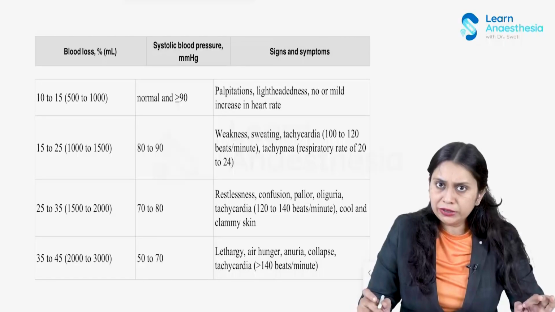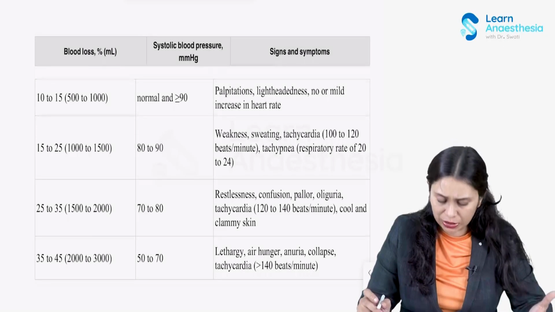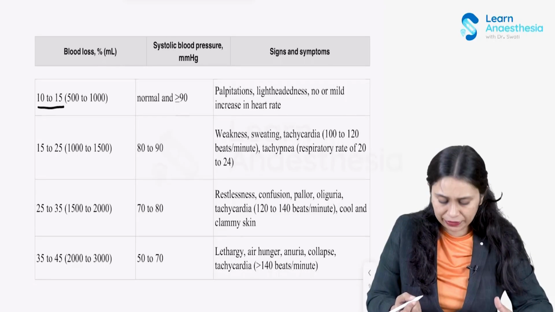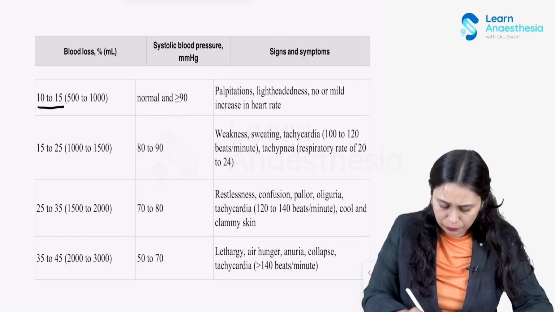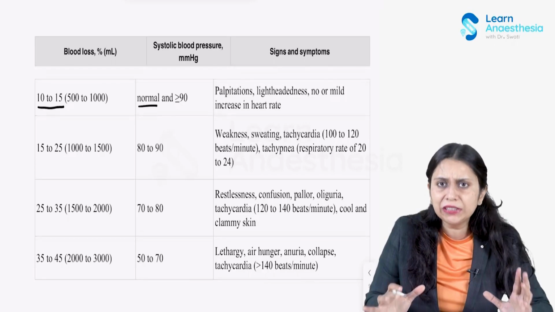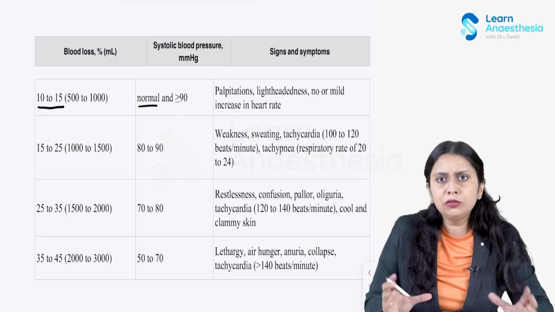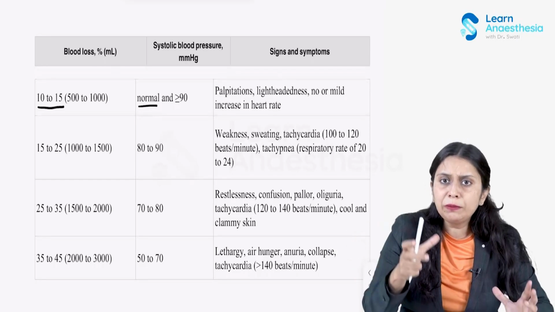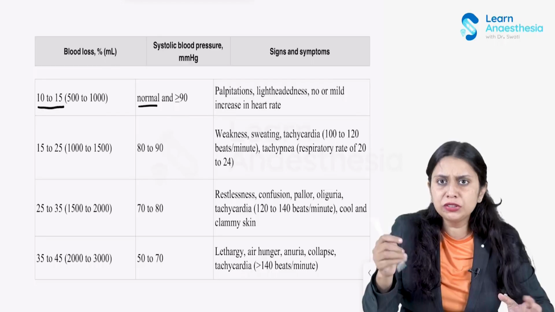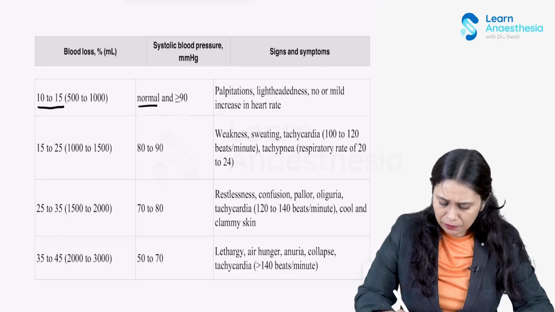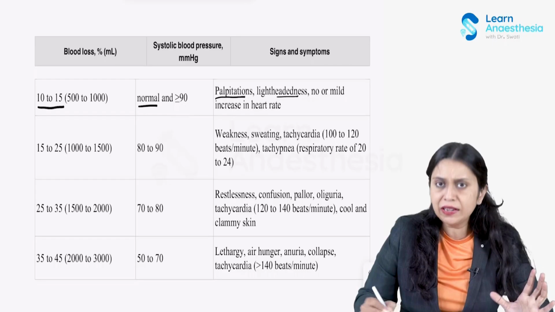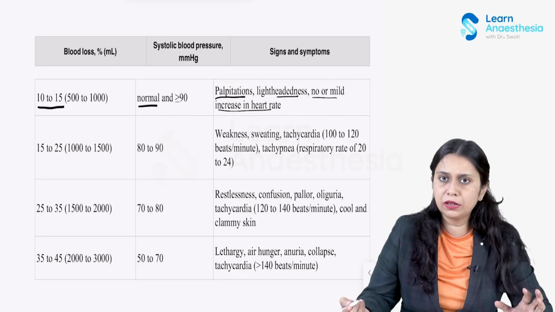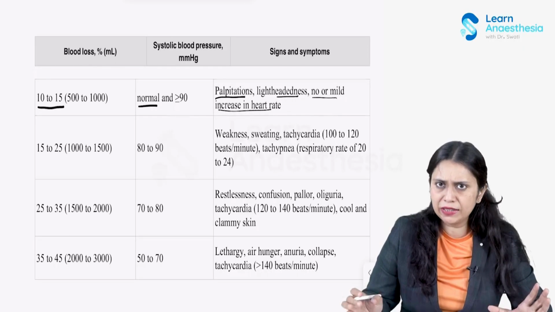So what percentage of blood loss will produce what sign, right? If it is 10 to 15% blood loss, that is 500 to 1 liter, the systolic blood pressure would be normal or maybe more than 90, because these are young patients with a good sympathetic tone. So as a sympathetic response of the body, the blood pressure may be normal or the systolic blood pressure just above 90. And the patient may present with palpitation, a little lightheadedness, maybe orthostatic hypotension, and no or mild increase in heart rate. So basically the patient will feel a little palpitation and lightheadedness.